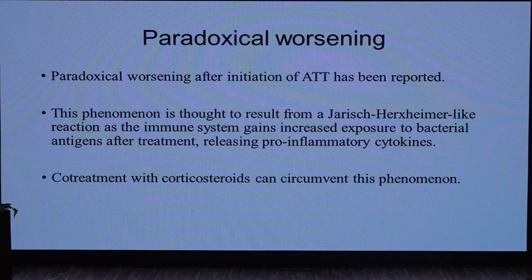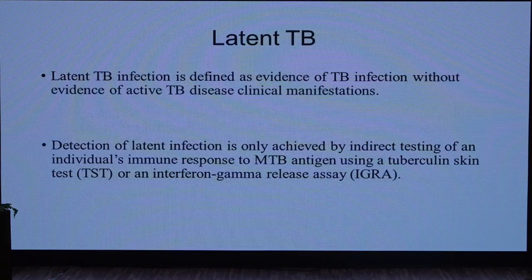So what to do now? First of all, you have to exclude every other alternate diagnosis. Then you have to rule out MDR-TB. Then once you label the paradoxical worsening, you can simply assure the patient and continue with ATT, or you can start corticosteroid treatment, which can circumvent this phenomenon.